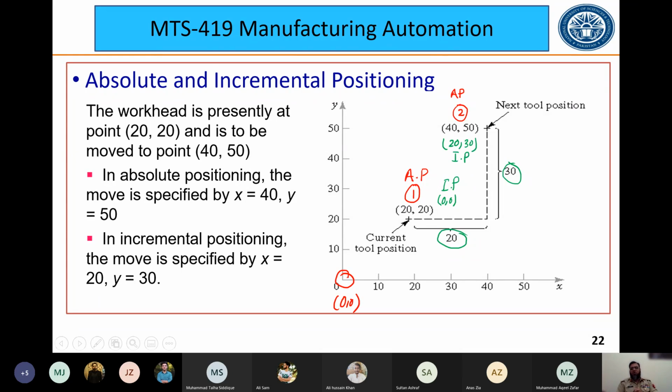So what I want to tell you here is that I need to tell my machine that either I'm using the absolute positioning system or I'm using the incremental positioning system. So accordingly, while I'm making the program of the machine, I need to write down the coordinates as per the instructions given to my machine, which type of positioning system I'm using, either absolute positioning system or incremental positioning system.